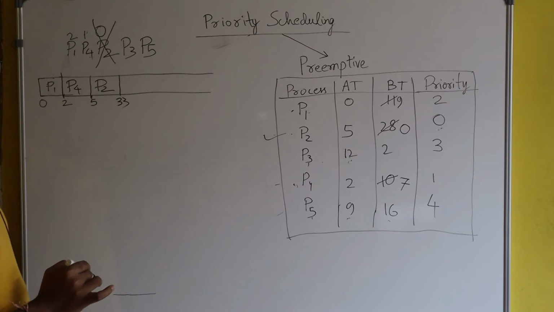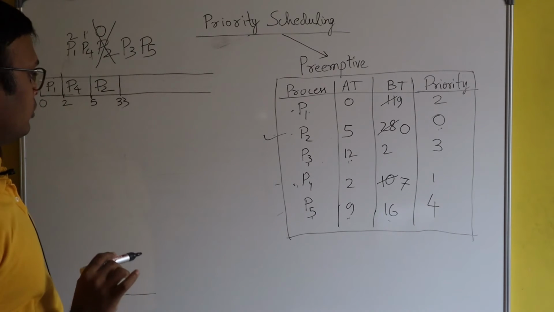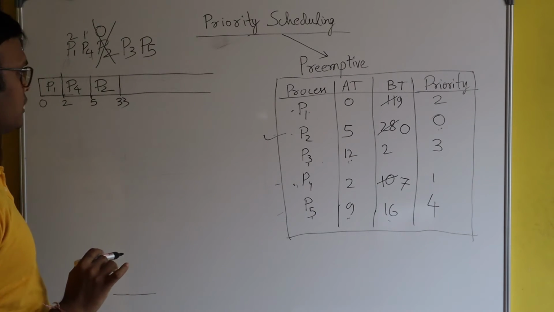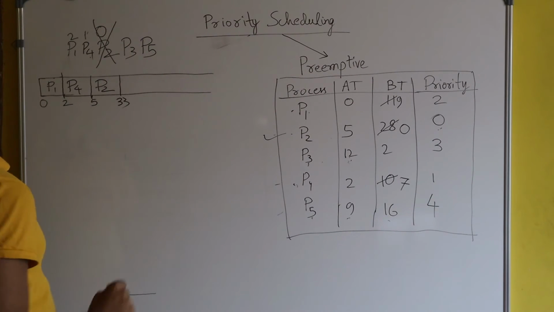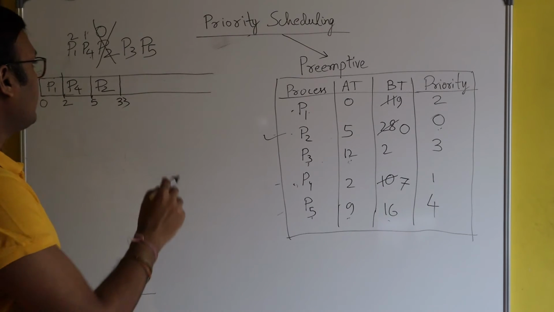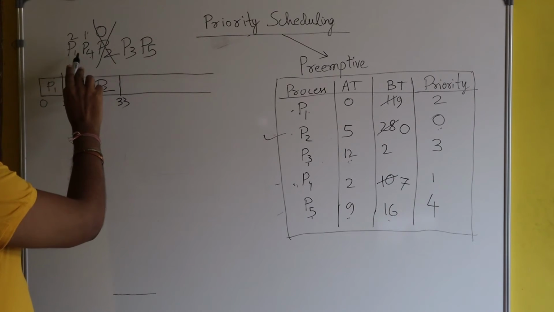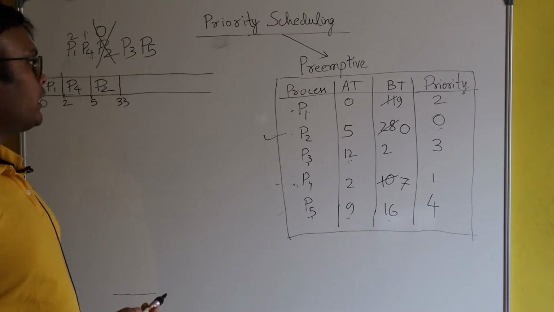Fine. So now you see, among all these available processes, have I left any process? 1, 2, 3, 4, 5. No, all the processes are there. So you see how many processes are available now? 4 processes: P1, P4, P3 and P5. So which process is to be selected?